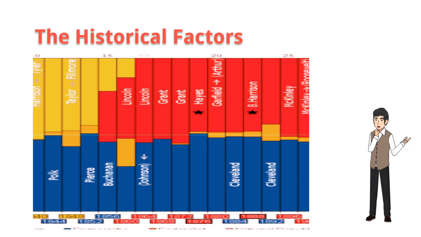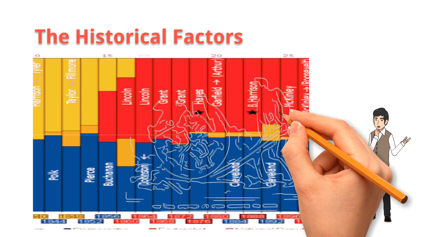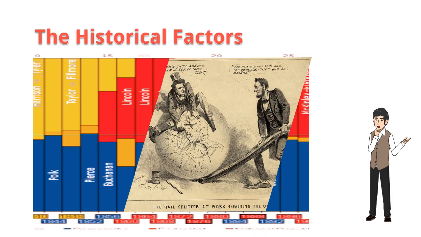Following the Civil War, the Republican Party became associated with the cause of Reconstruction and the promotion of civil rights for formerly enslaved individuals. The Democratic Party, particularly in the South, resisted these efforts, leading to a realignment of political loyalties in the region and shaping the partisan landscape for decades to come.